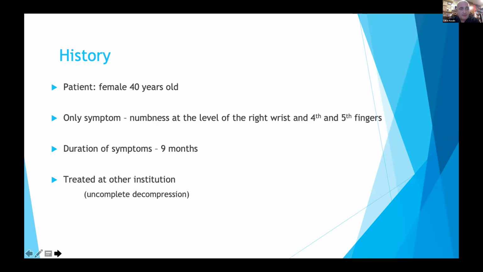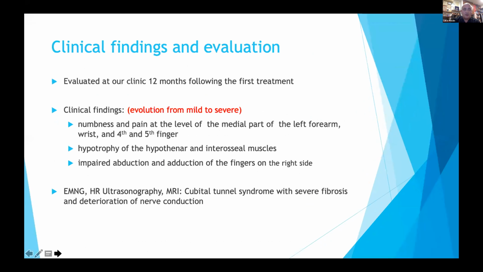Now I will show you one patient. It's a female, 40 years old. She had only the symptom of numbness at the level of the right wrist and 4th and 5th fingers. Duration of symptoms 9 months. She was treated at another institution, where an incomplete decompression in situ was performed, and then evaluated at our clinic 12 months following the first treatment.